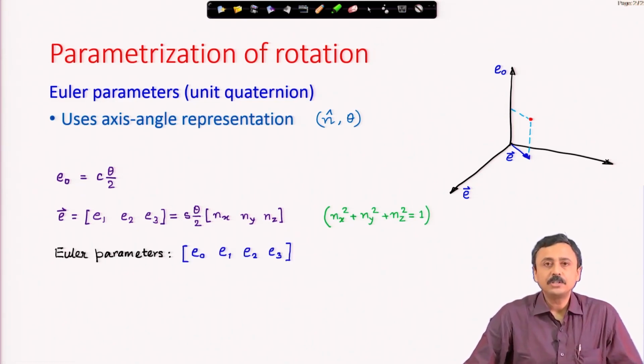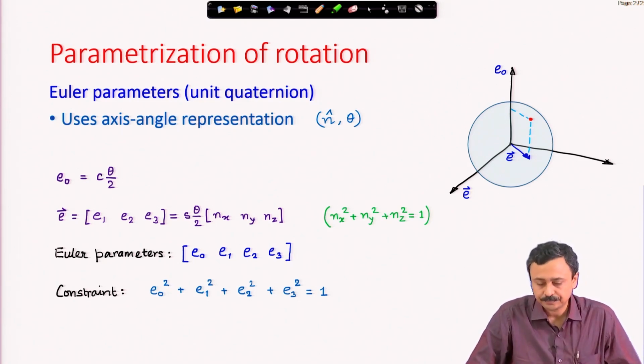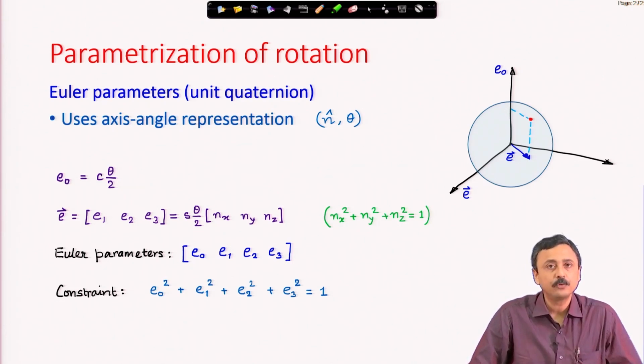These 4 parameters E0, E1, E2, E3 are known as the Euler parameters, with this constraint that E0 square plus E1 square plus E2 square plus E3 square is 1, which you can very easily check. Therefore, finally, even though we have 4 parameters, we ultimately have only 3 parameters which are independent. But this 4 parameter representation is very useful because it avoids singularity in representation.